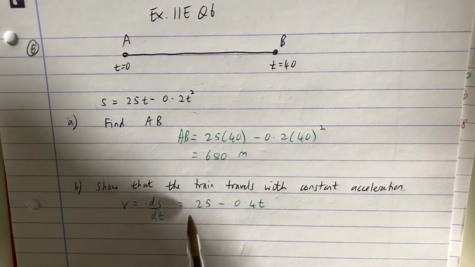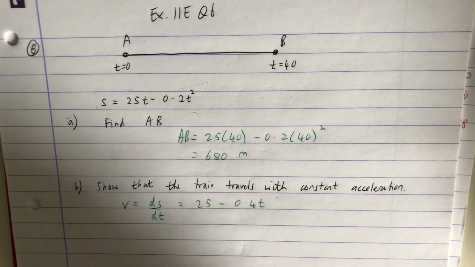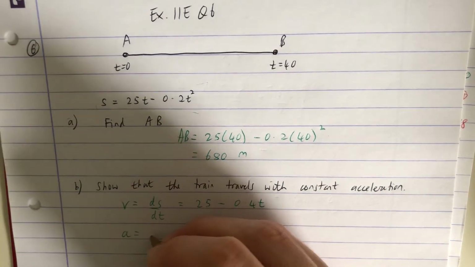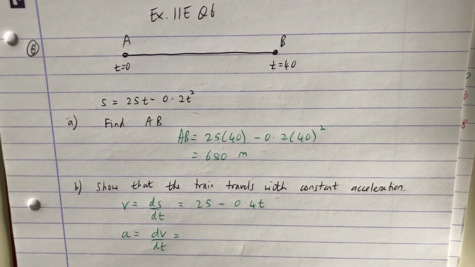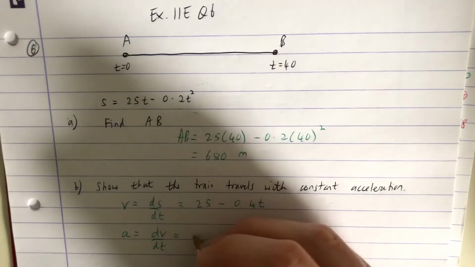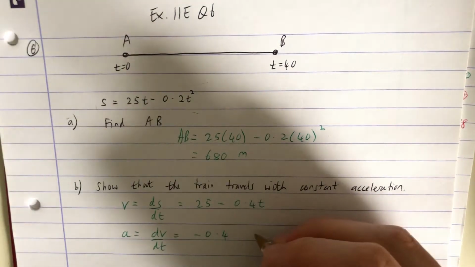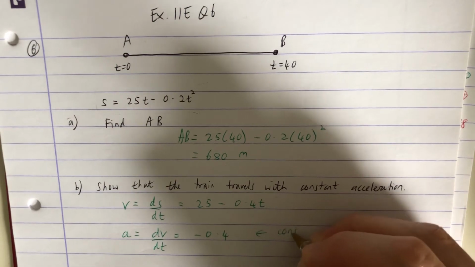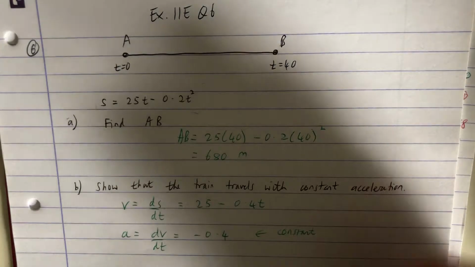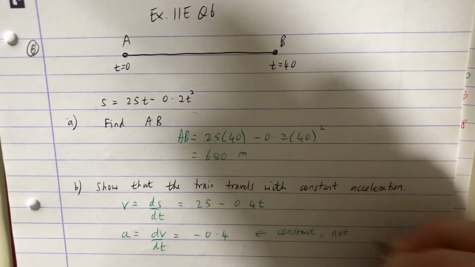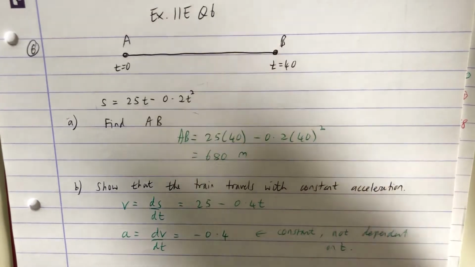The velocity is changing because I can vary t and the number would change, but I want acceleration, which is dv by dt, which is equal to minus 0.4, which is a constant, as it is not dependent on t. Not dependent on t. And that's pretty much it.